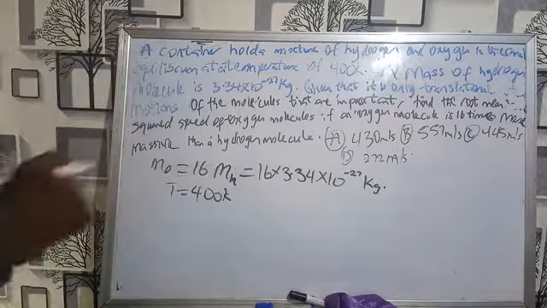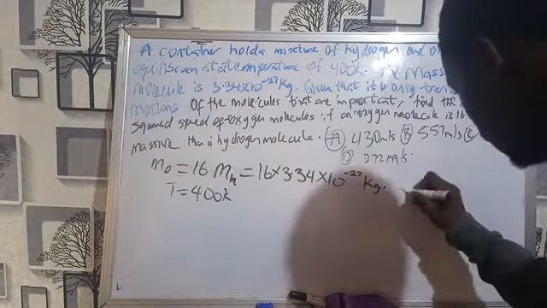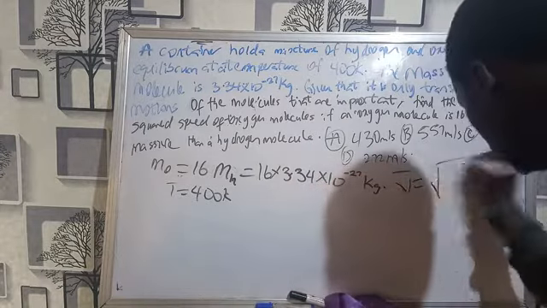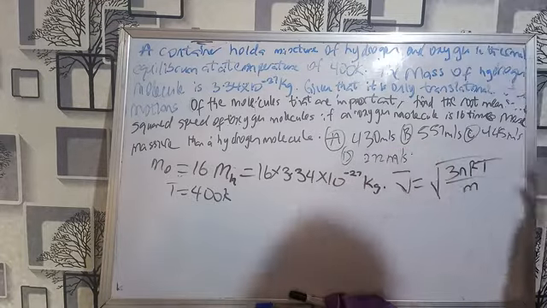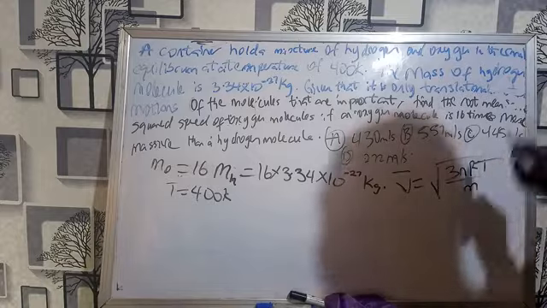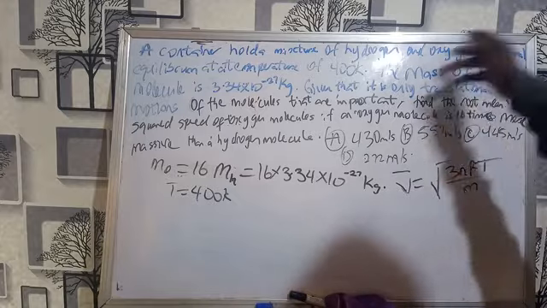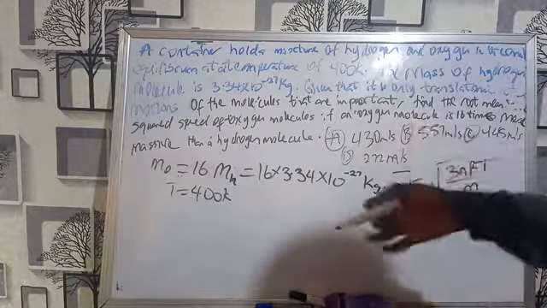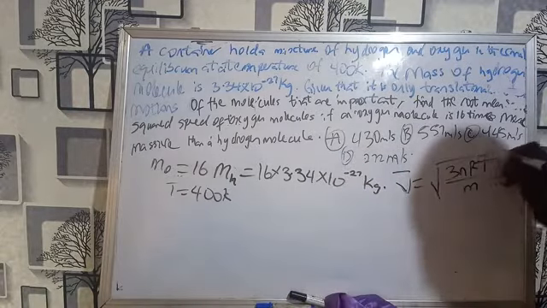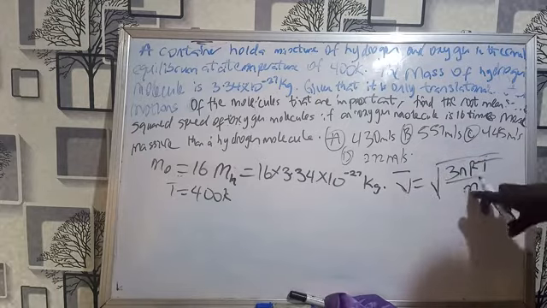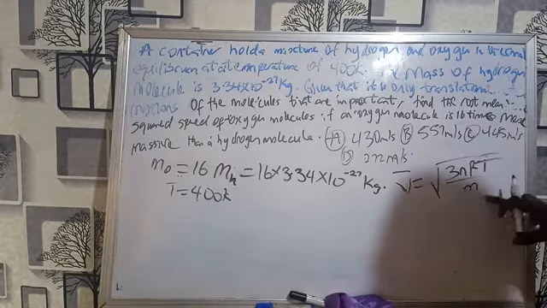Now we have the formula for calculating the root mean squared speed. It is given by v equals root of 3nRT over m, where n is the number of moles, R is the gas constant, and take note, T here should always be in Kelvin because it's the absolute temperature. If you are given Celsius, you have to convert to Kelvin by adding 273.15 to the Celsius value. Now, this mass here is the mass of the substance in the container, but we don't have it.